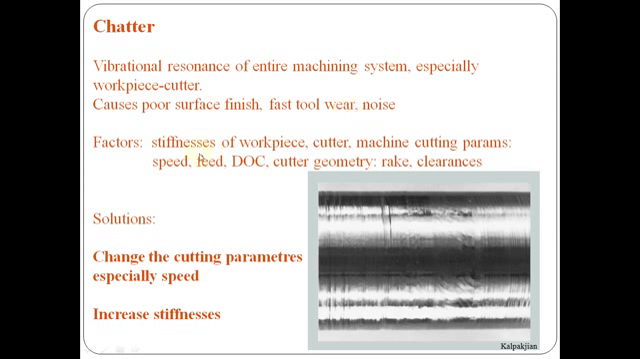The major influencing factors will be the stiffness of the workpiece, how it has been held, what the nature of the cutter is going to be, and the machine cutting parameters such as speed, feed, and depth of cut. Sometimes the cutter geometry may also play a major role, like the rake angle and clearance angle, that is, improper selection of angles, or sometimes tool wear.